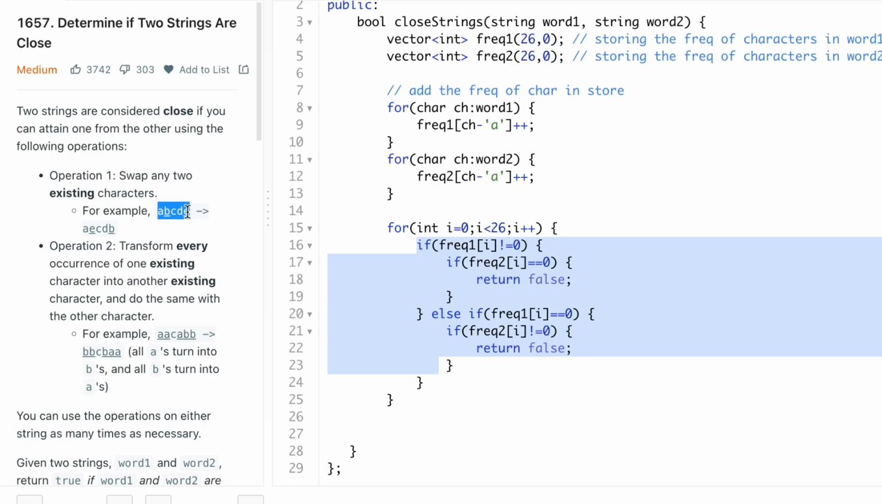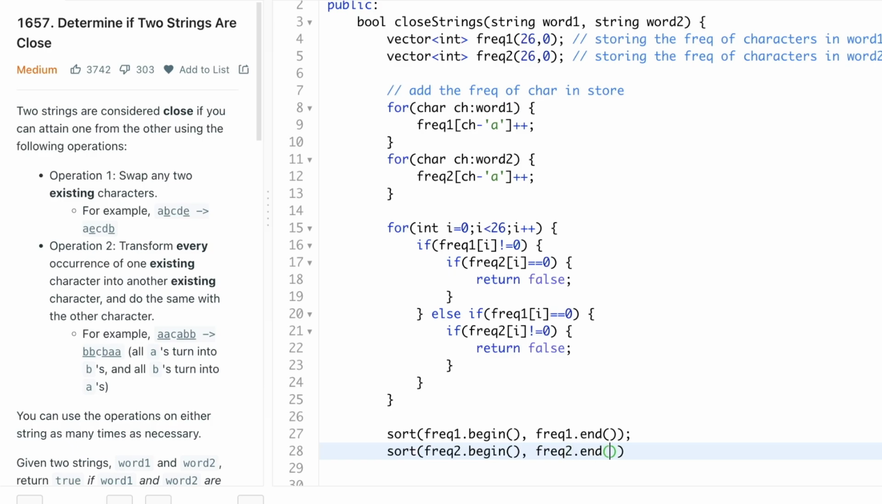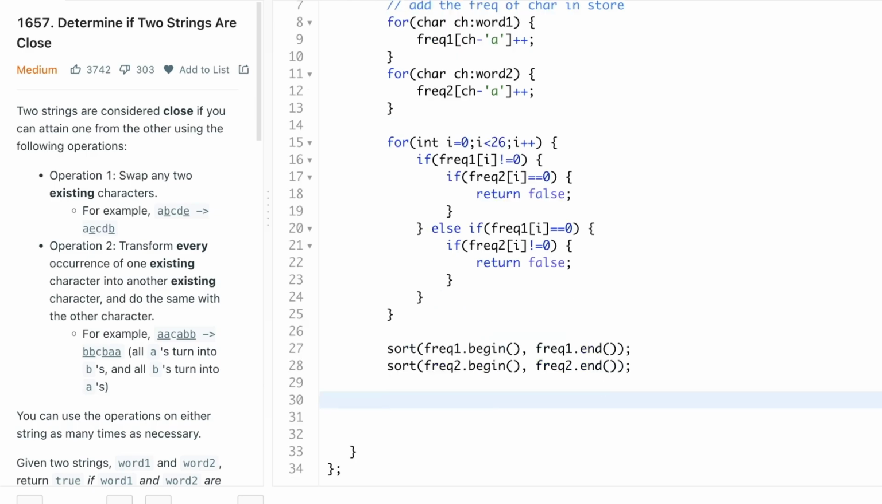So now we can do our part: sort frequency 1, from frequency 1 dot begin to frequency 1 dot end. Similarly, we'll do sorting for frequency 2, from frequency 2 dot begin to frequency 2 dot end. Now we have sorted the arrays. What we'll do is check if frequency 1 equals frequency 2. So this will give our answer, right?